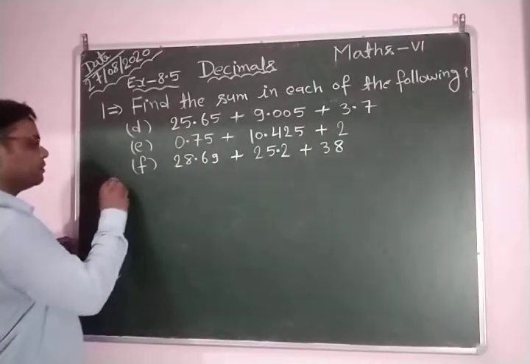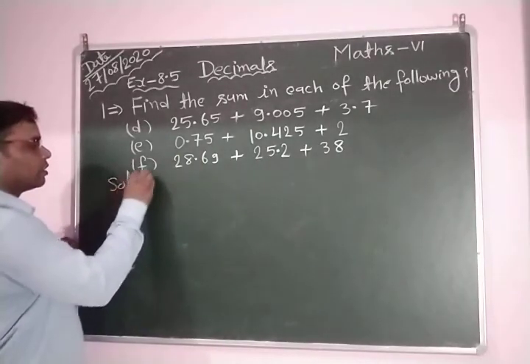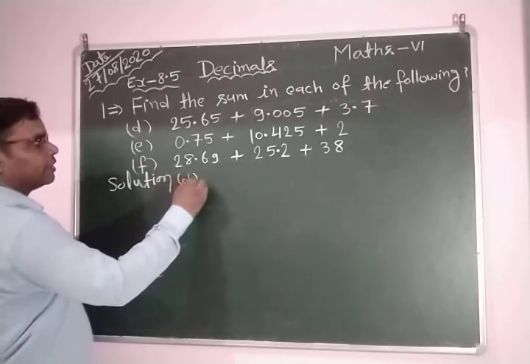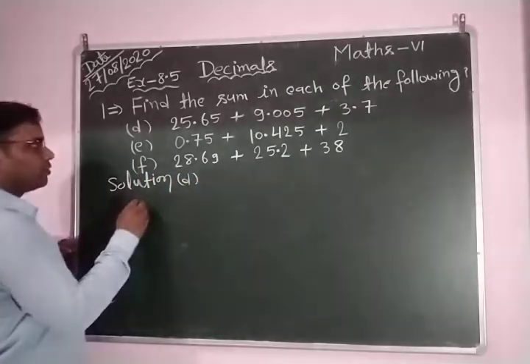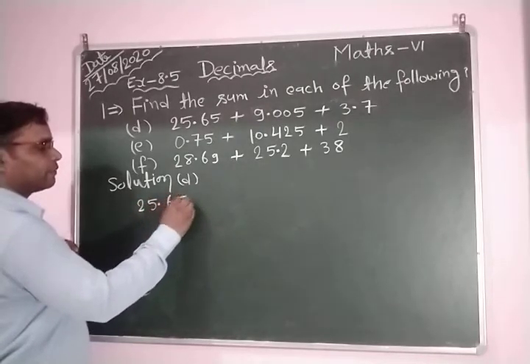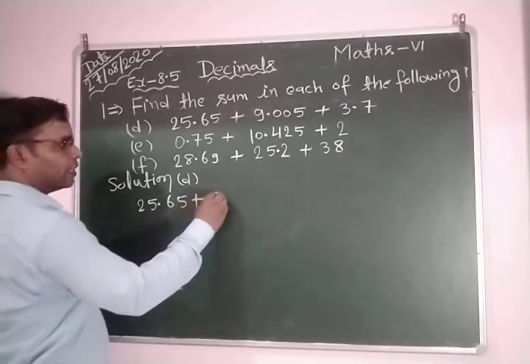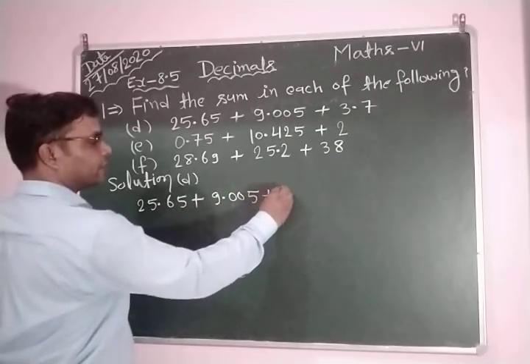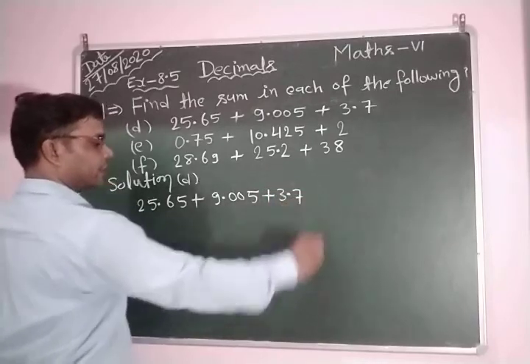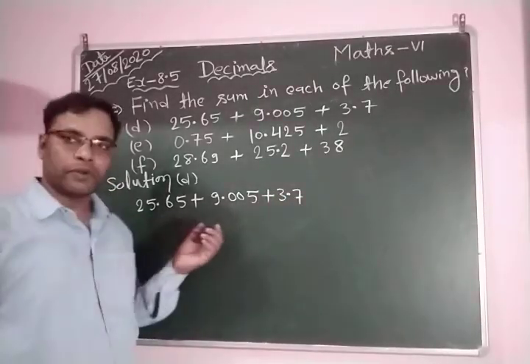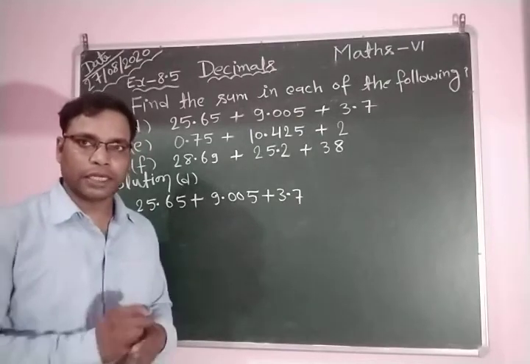So first we are given the D part: 25.65 plus 9.005 plus 3.7. Okay, so first we solve this question by the column method.